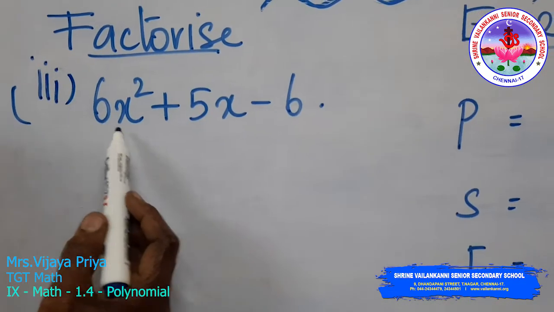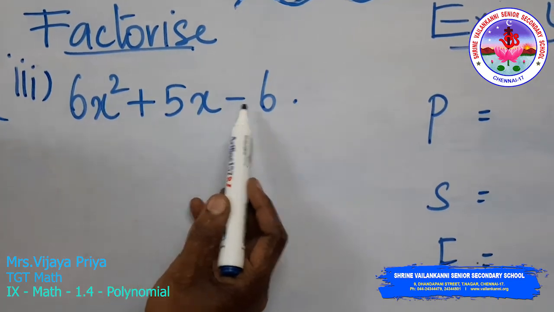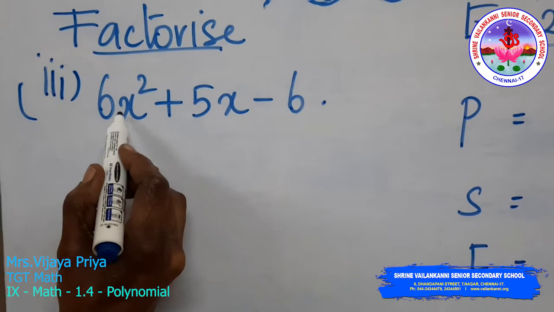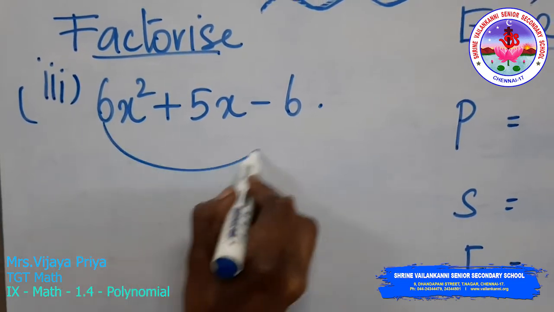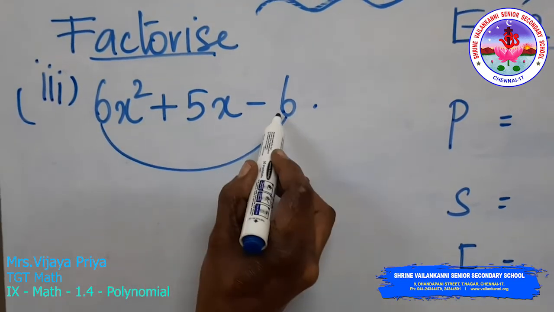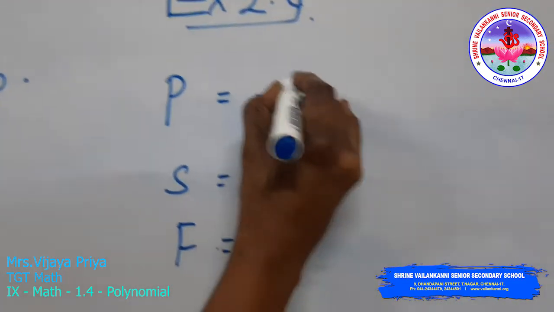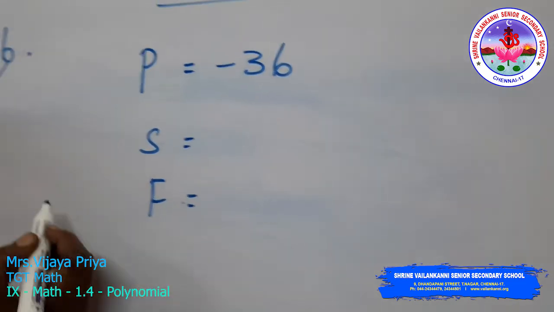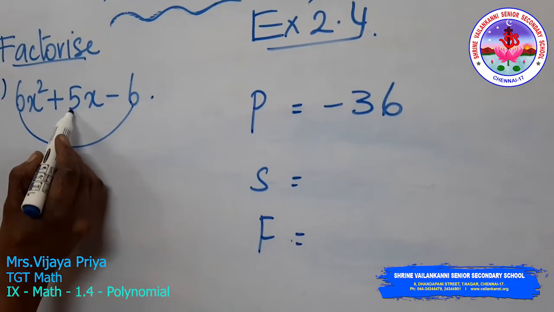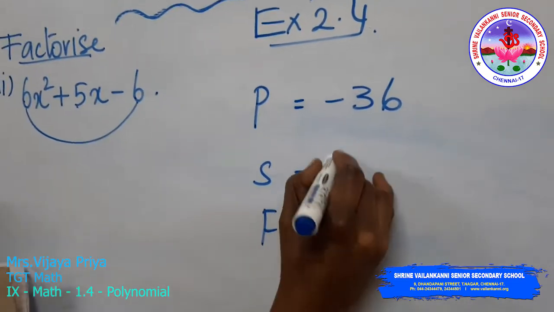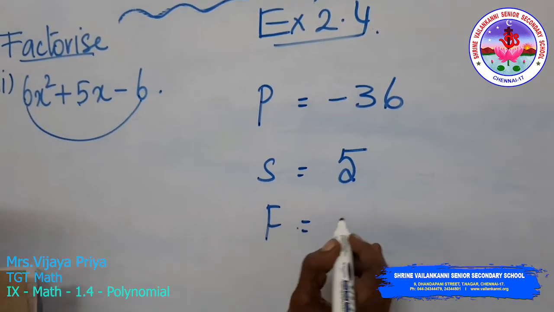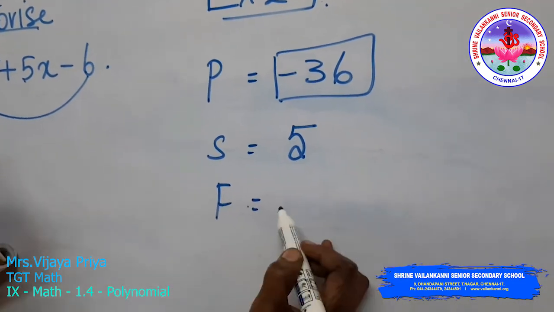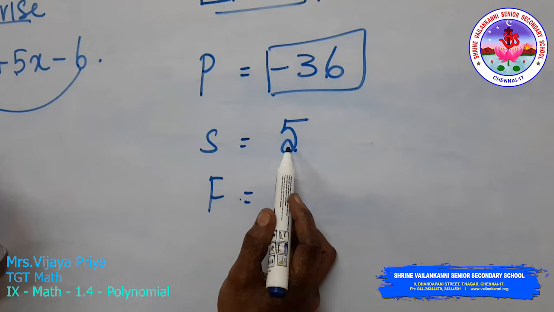Subdivision: factorize 6x squared plus 5x minus 6. So I am going to find the product now. Product is the coefficient of x squared with the constant. So 6 into minus 6 becomes minus 36, where my sum is the coefficient of x. Coming to the problem, the coefficient of x is plus 5. So I am going to find the factors for minus 36 such that if I add those two numbers, I should get the sum as 5.